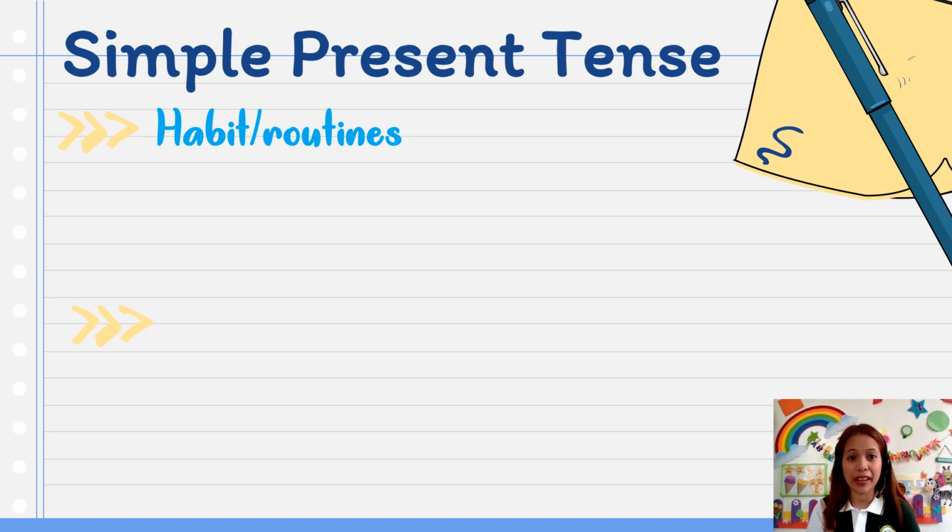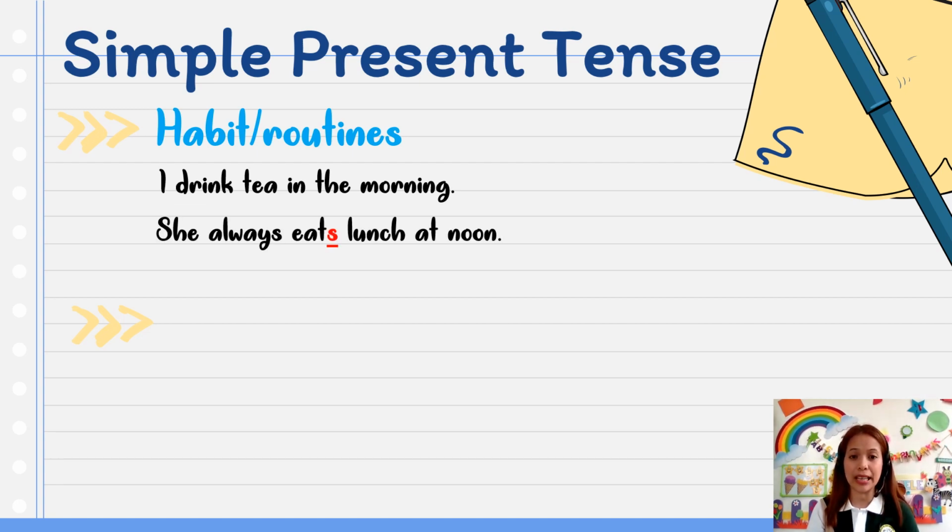These are the things or actions that we always do, like regularly. Example, I drink tea in the morning. She always eats lunch at noon. As you notice, I added the letter S in eats because your subject is singular, which is only one: she. Remember the form: subject plus a verb.